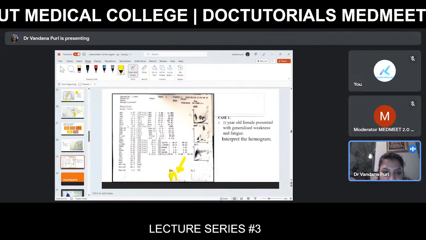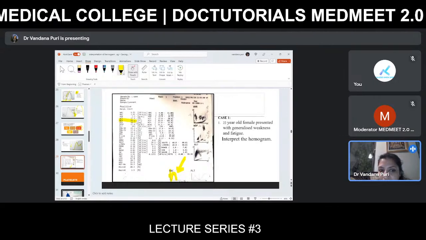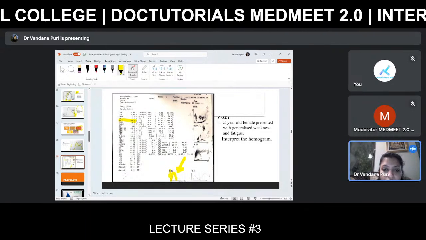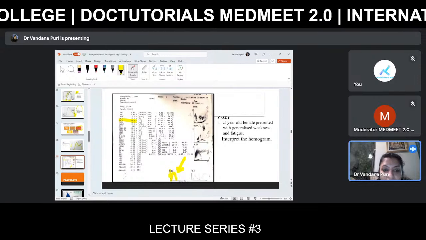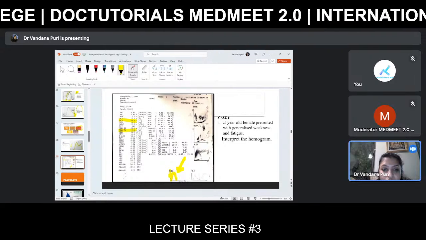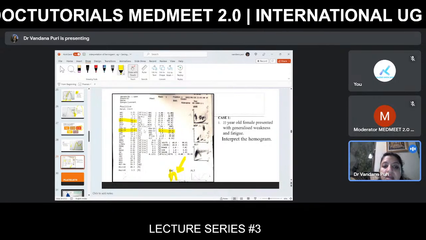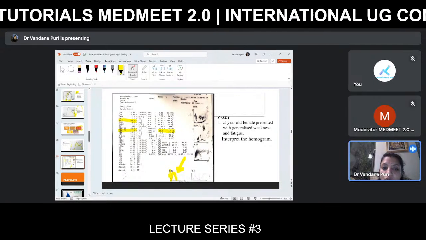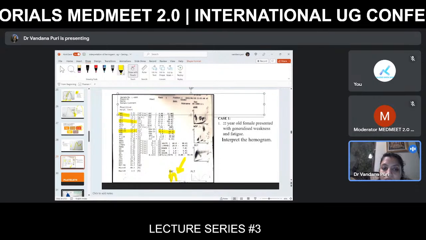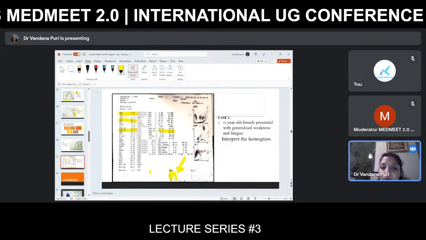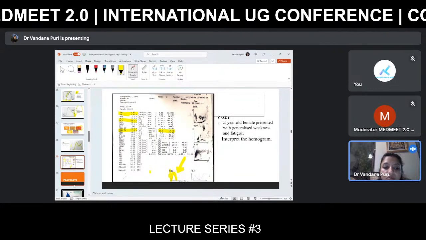Now check your MCV. Yes, your MCV is very low, 69. So definitely your patient has microcytic hypochromic anemia. Now go to the RDW. RDW is very high. You can see the normal range is 11.5 to 14.5 and it is very high. And you see the RBC, it is not high, it's low. So probably this is a case of iron deficiency anemia and you will quickly go and advise your iron profile.